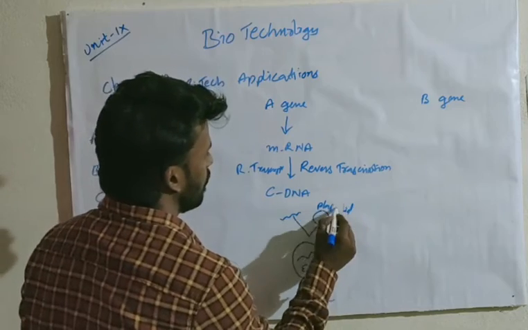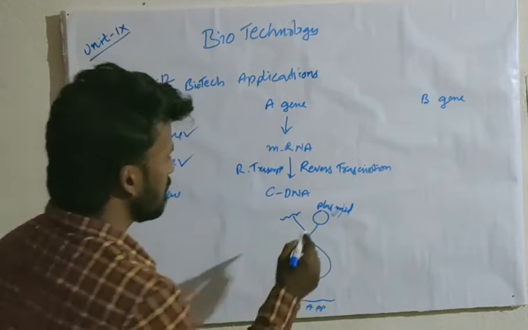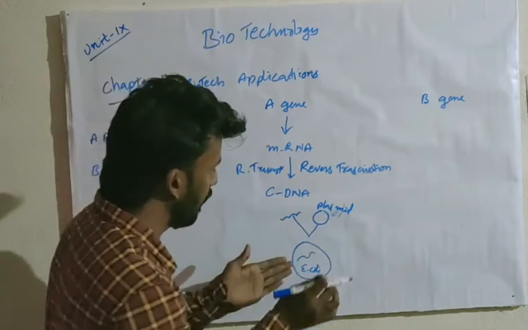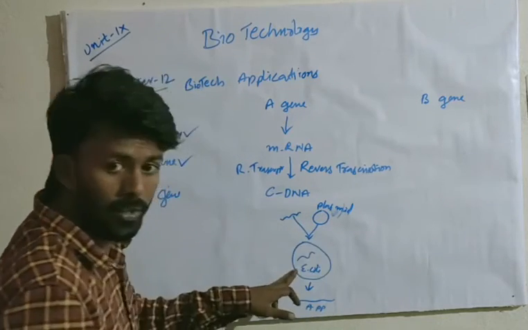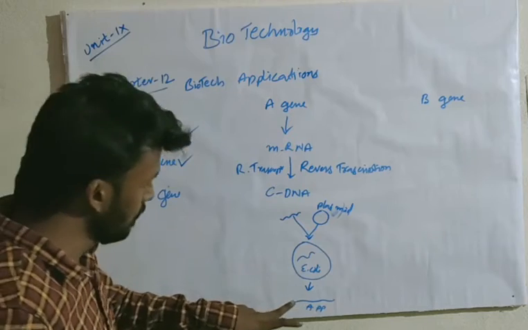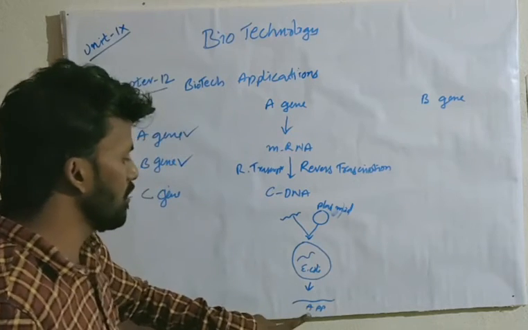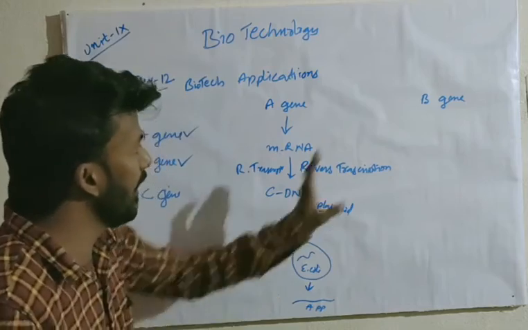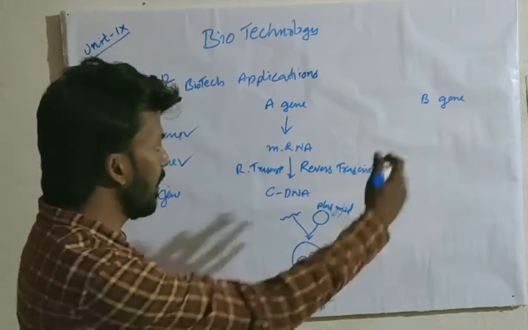was put into the plasmid, and this plasmid, this recombinant structure, enters into the E. coli, and in this E. coli the gene A polypeptide chain is separately synthesized. The same procedure they have done for the B gene separately.